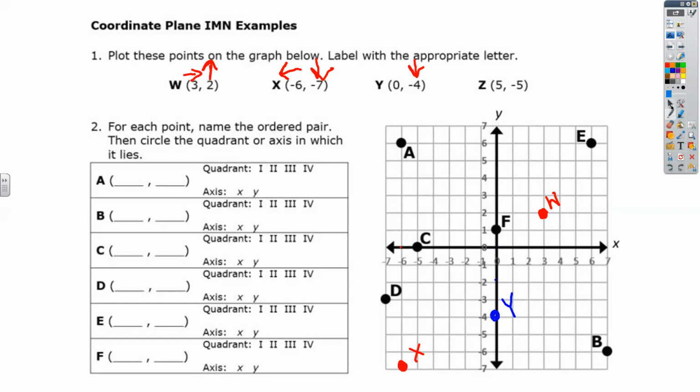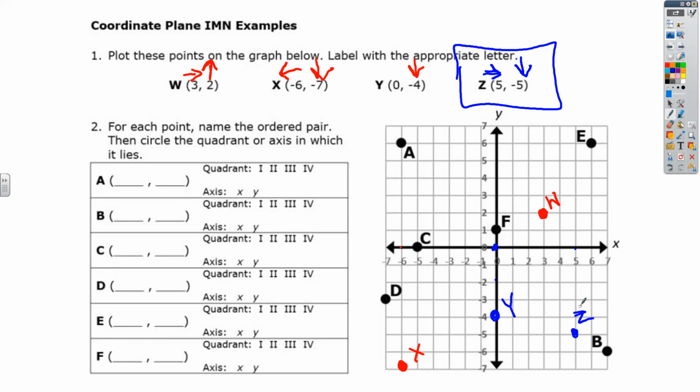All right, and now I want you to pause the video and try to do the letter Z. Okay, let's see if you got this right. So the 5 told you to go to the right because it's positive, and then the -5 told you to go down because it's negative. So I'm going to start here at my origin. I'm going to go 1, 2, 3, 4, 5, and then I'm going to go down 5, and that is point Z. Hopefully you got it right. I bet you did.